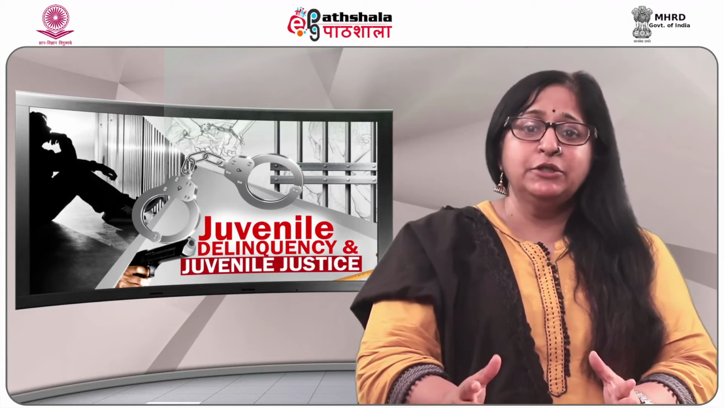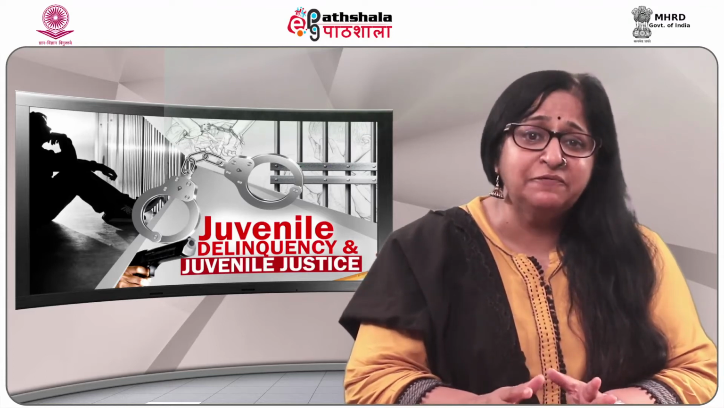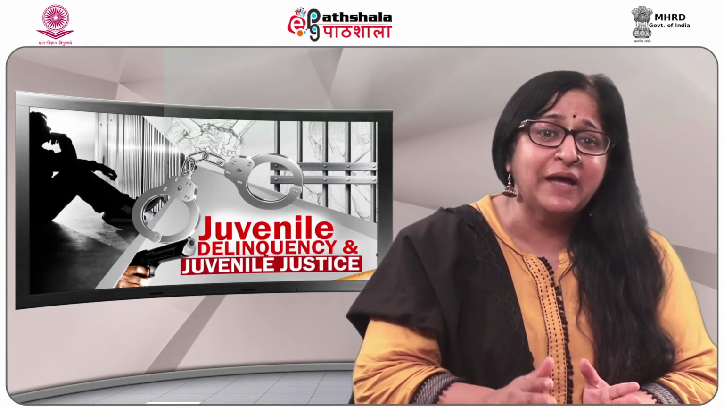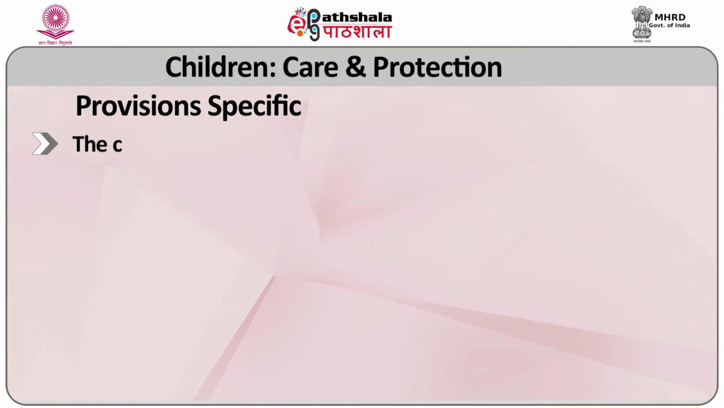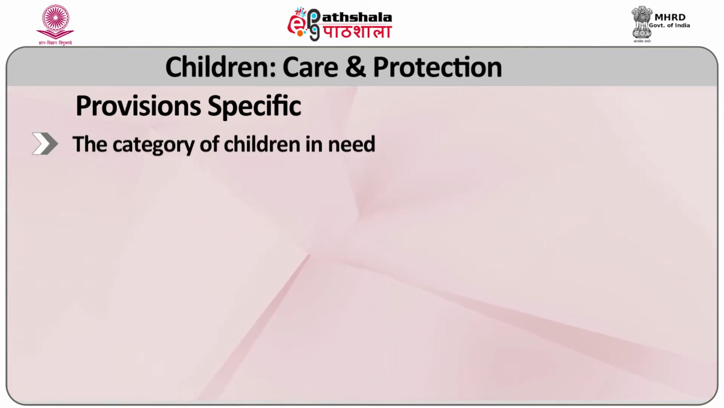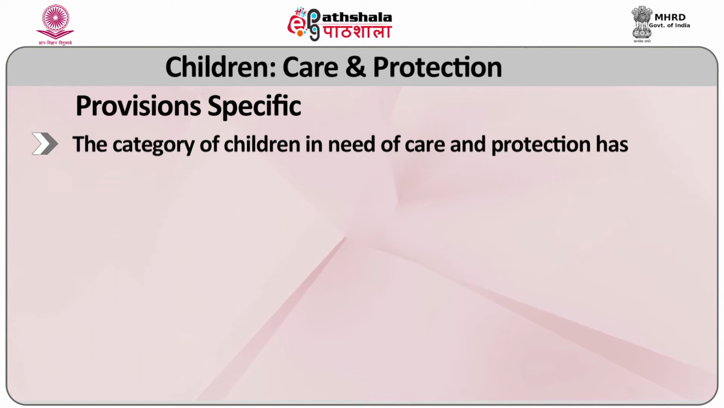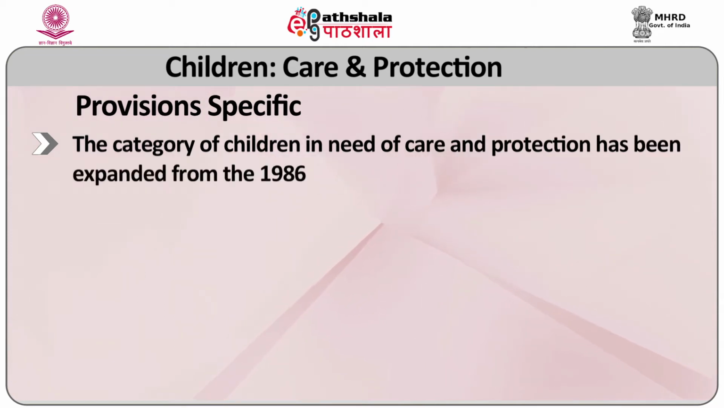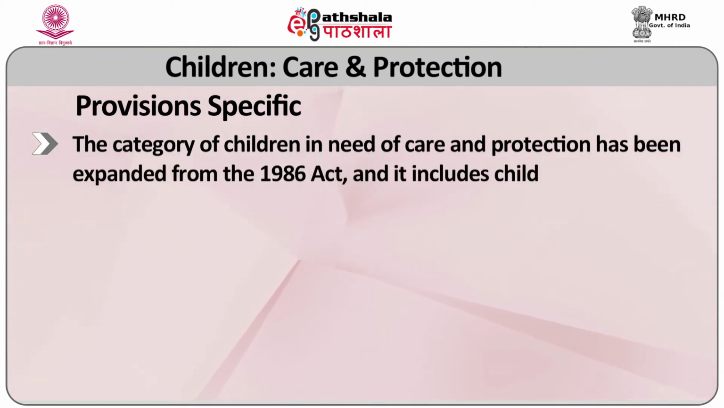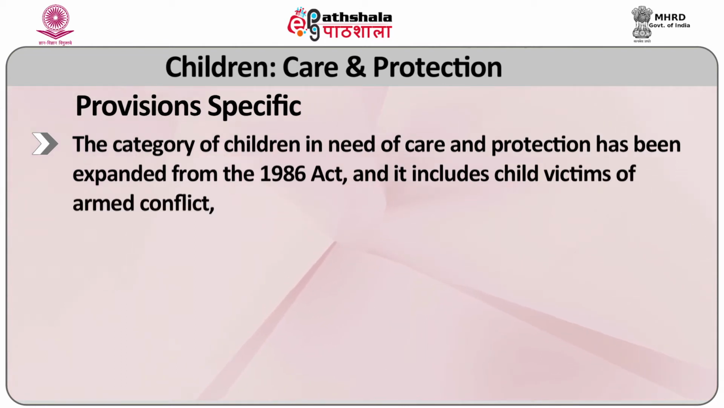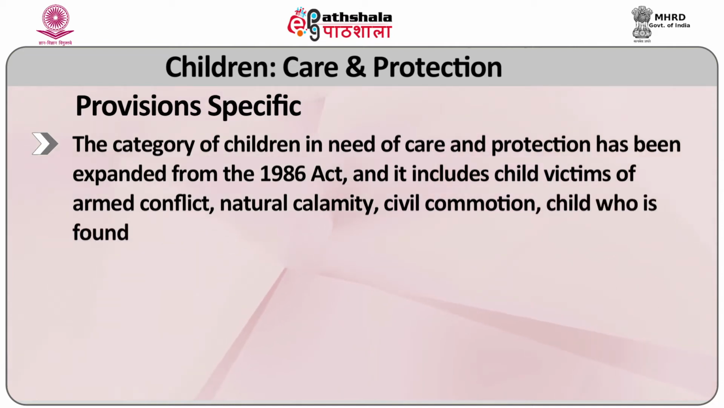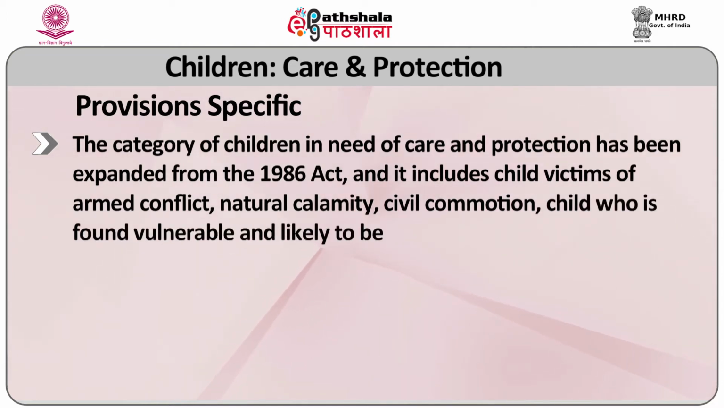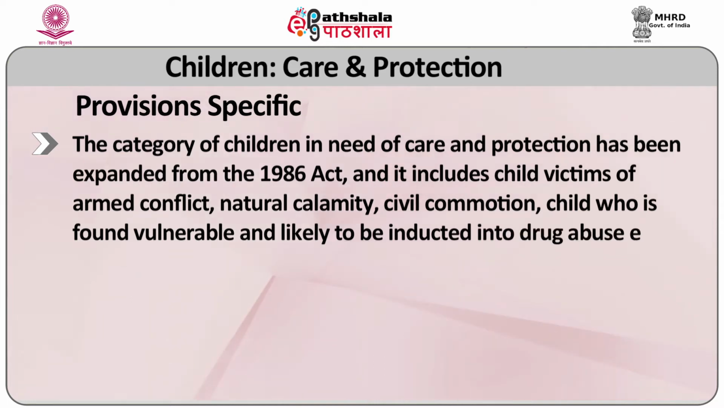Now let me highlight to you provisions which are specific to children in need of care and protection in the 2000 Act. Firstly, the category of children in need of care and protection has been expanded vastly from the 1986 Act. It included child victims of armed conflict, natural calamity, civil commotion, and children who are found vulnerable and likely to be inducted into drug abuse, etc.